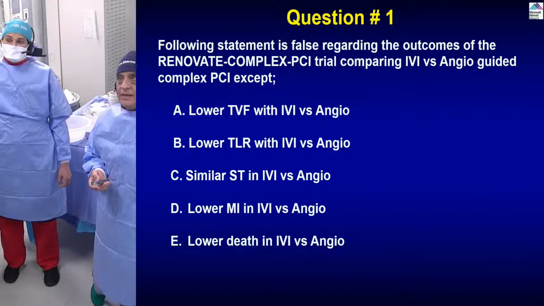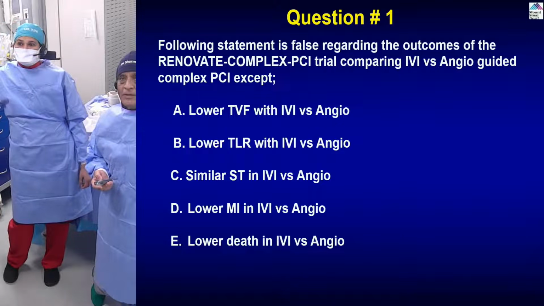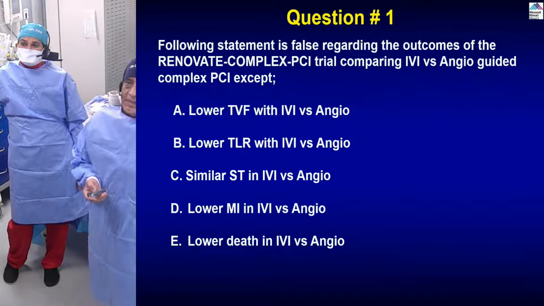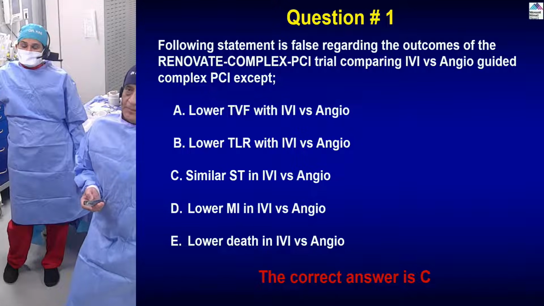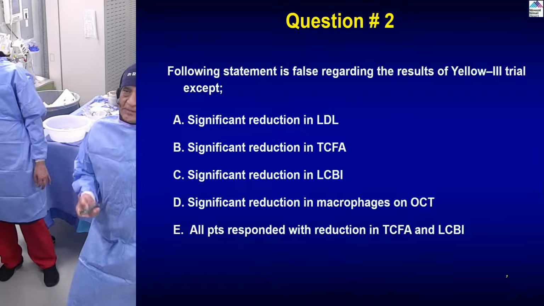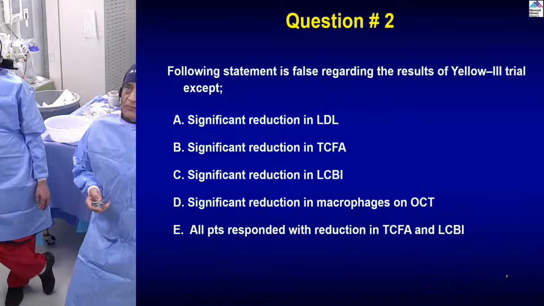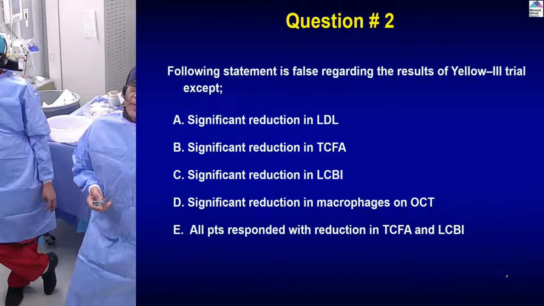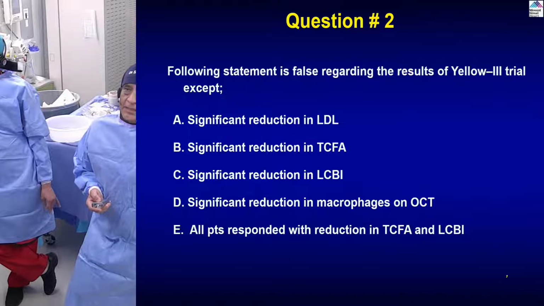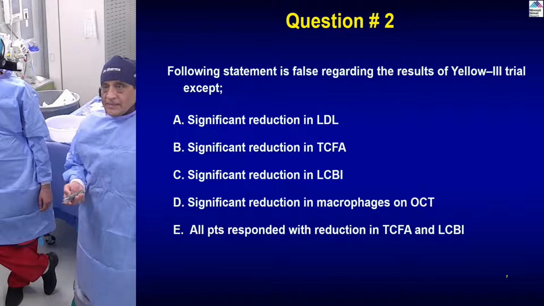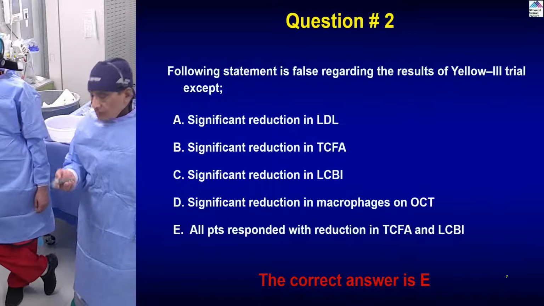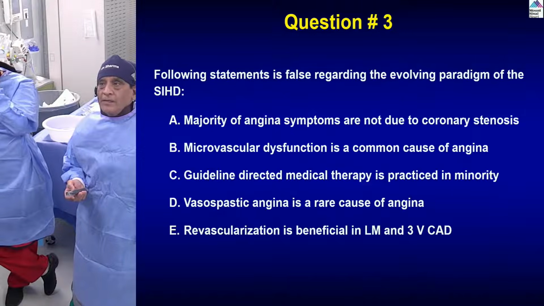Renovate complex PCI, comparing imaging versus angio. What is false? Lower TVF with IVI versus angio, lower TLR with IVI, similar stent thrombosis with IVI, lower MI with IVI, and lower death with IVI. Clearly, the answer is not similar stent thrombosis; it is lower stent thrombosis, 0.1 versus 0.7. Second, the following statement is false regarding the results of the Yellow 3 trial, except: significant reduction in LDL, reduction in TICFA, significant reduction in LCBI, significant reduction in macrophages on OCT. All patients responded with reduction in TICFA and LCBI. That's the wrong answer because 20% of the TICFA and 24% of the LCBI did not respond.